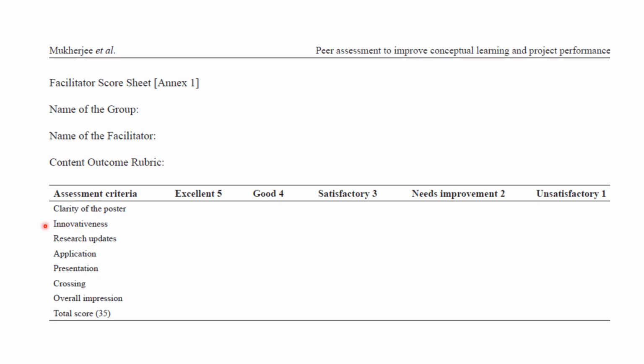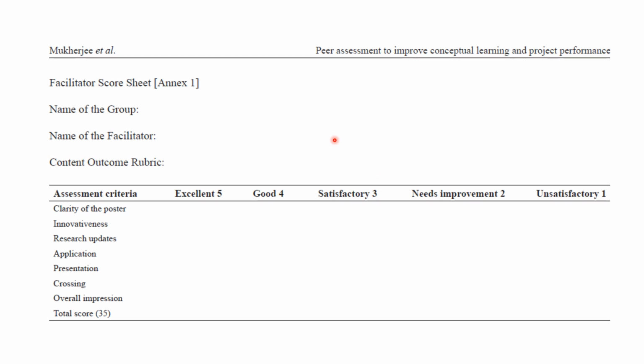It may be up to you according to the facilitator. It has been judged by these criteria, that is the clarity of the poster, innovativeness of the poster, any research update, application, presentation, how much they have been doing well, and the overall impression. So you can give them grades or marks according to these 5 scales or whatever scale that you want.